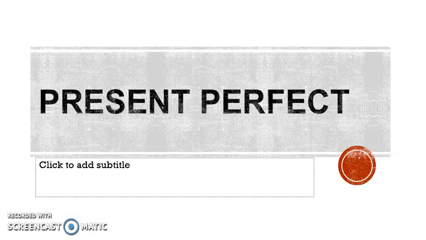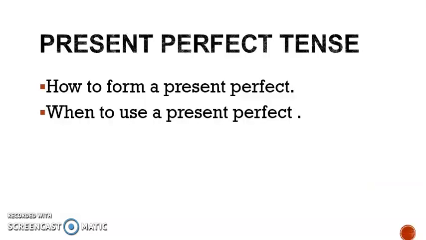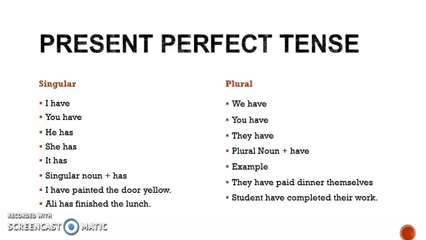It's a grammar lesson and we will learn the present perfect tense. We will learn how to form the present perfect and when to use it. It's good to know how we use the auxiliary verbs has and have in the present perfect.